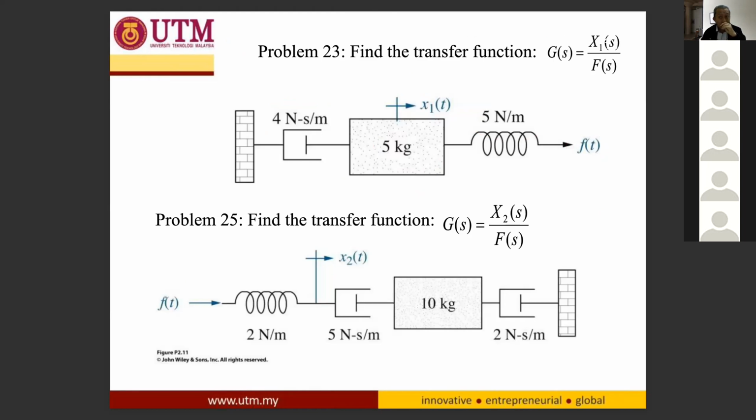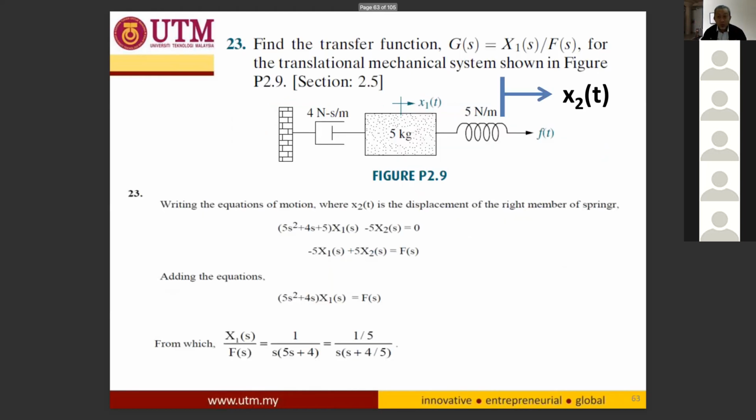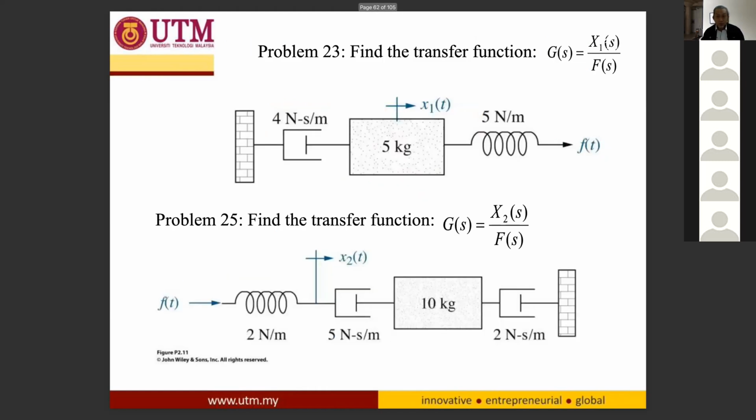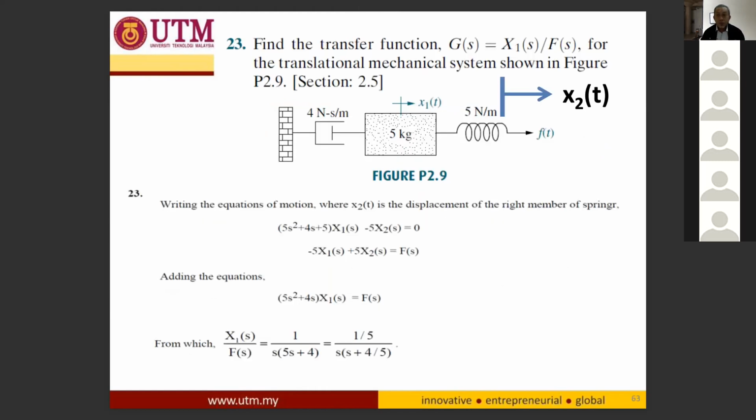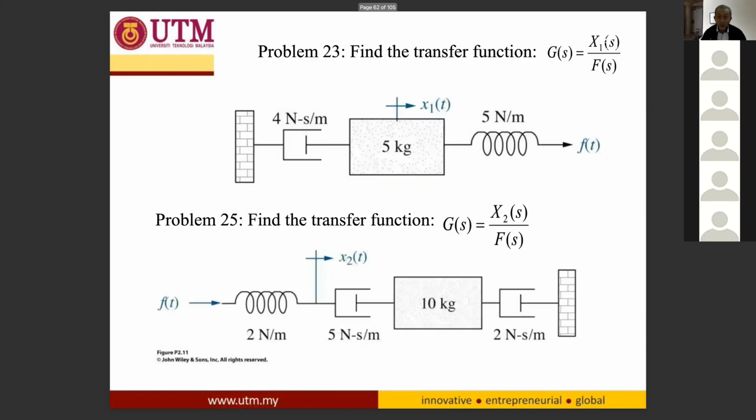So we have to find the transfer function, which is x1 over Fs, for the system shown in the figure, section 2.5. We wrote the equations, and you are supposed to have x2 over here at the end of this. There is a typo error over there.